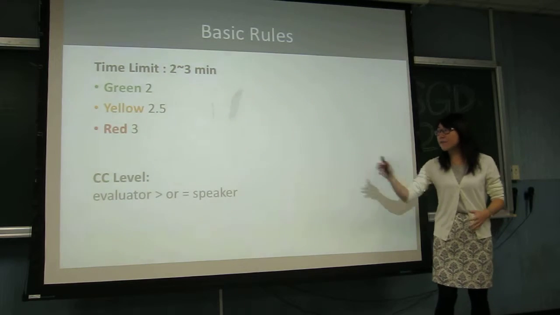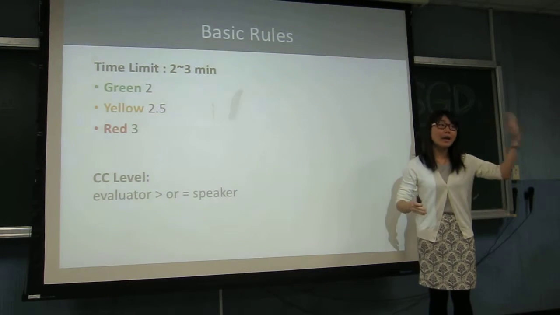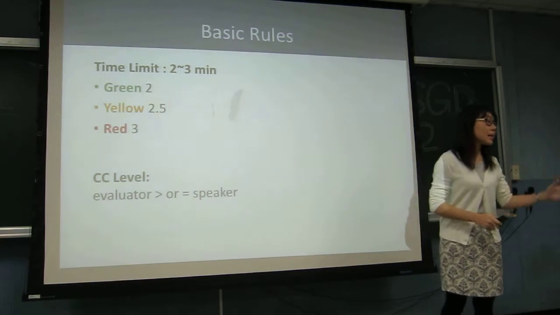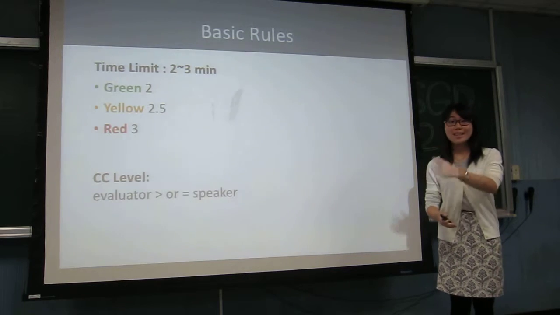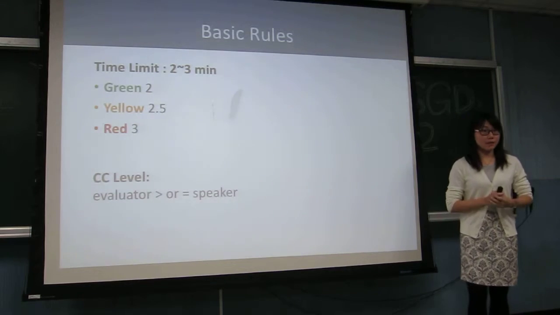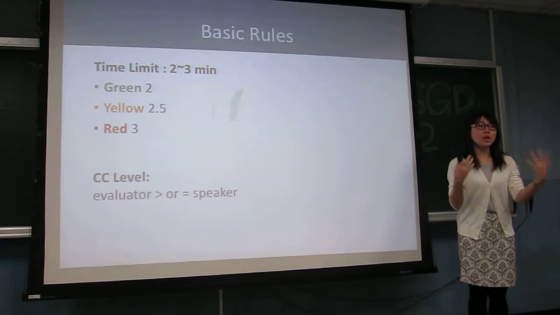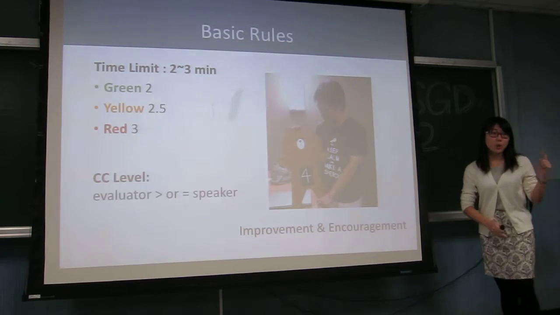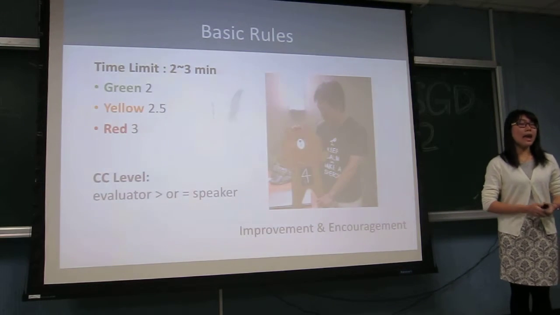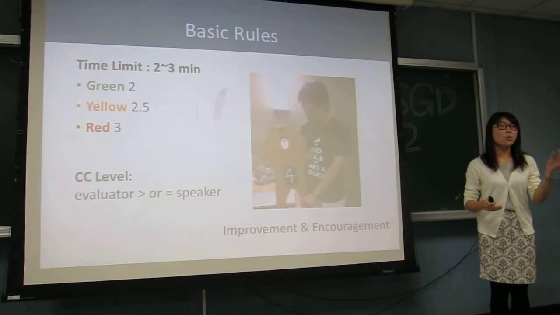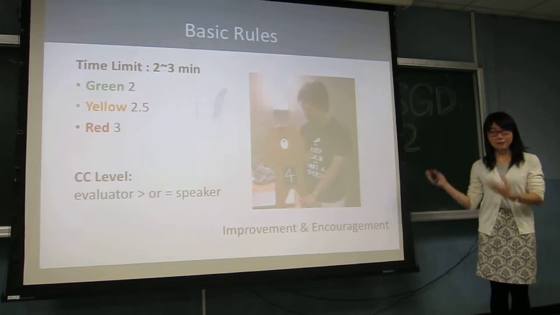And mostly, the evaluator's CC level will be higher, or at least be equal to the speaker's level. For example, if you are a C5 speaker, then you can evaluate C1 to C5 speaker speech. And the purpose of individual evaluator is to help the speaker improve and encourage them. We try to comfort them. So the 2 key elements again, improvement and encouragement. So remember that it is not for criticizing. And actually, the art of giving suggestions without hurting others' feelings is one of the most important skills we learn in evaluation.